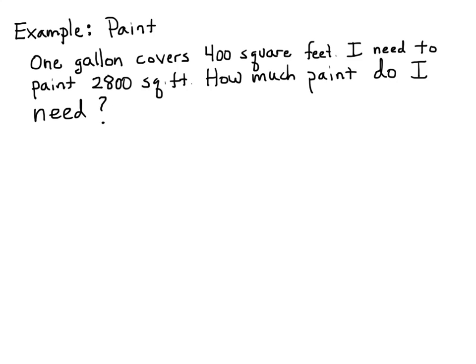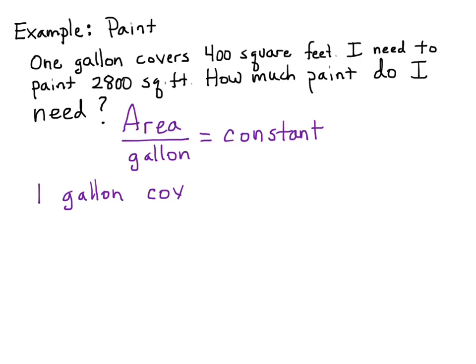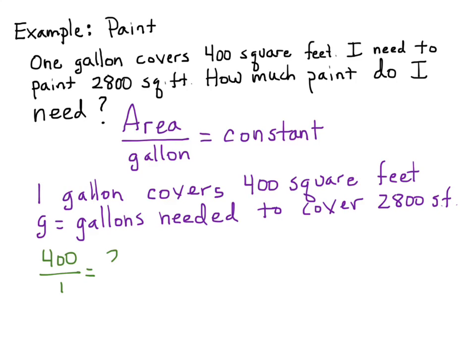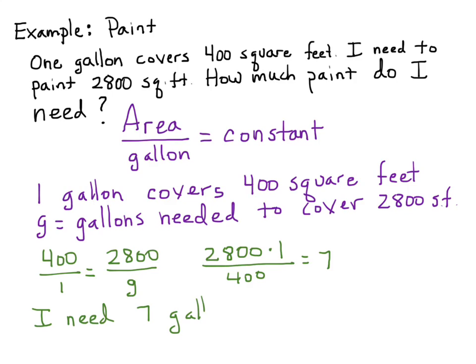And so it is one of those straightforward things that probably when you're in Home Depot figuring it out, that's just what you do. You take 2,800 divided by 400. But it's nevertheless a proportion problem. So here's a slightly different perspective on it, where you have an area per gallon that is a constant. I set it up very similarly. So I need 7 gallons of paint.